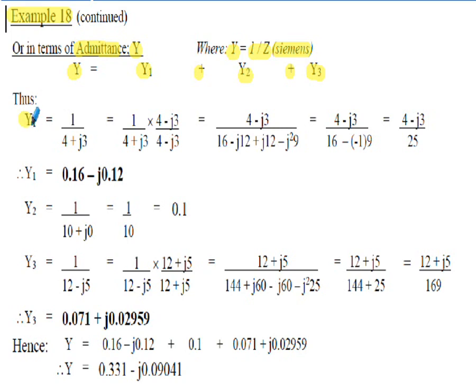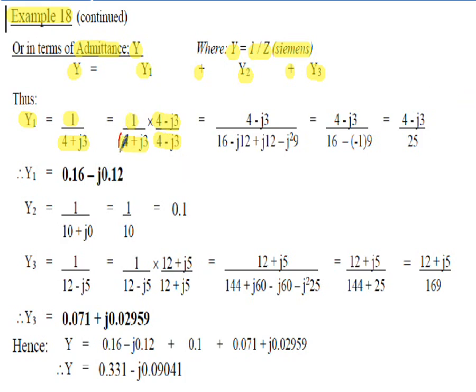So to evaluate Y1, Y1 is 1 upon Z1, or in this case 1 upon 4 plus j3. Now this is in Cartesian form, so we need to solve it using the complex conjugate method we looked at in the previous presentation. So here we've got 1 upon the 4 plus j3, so the denominator has a positive for the imaginary component, so the conjugate will be 4 minus j3. So multiply top and bottom of our fraction by 4 minus j3.